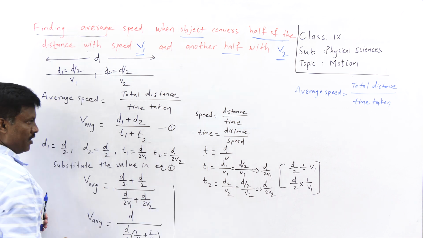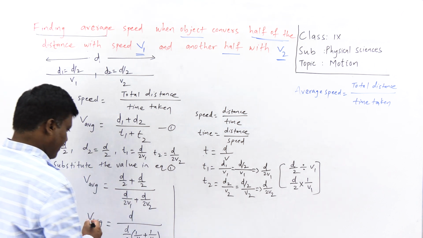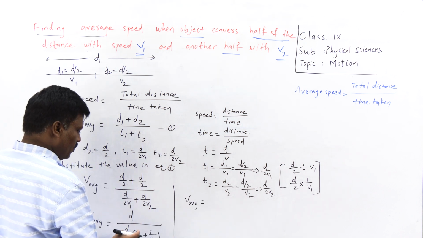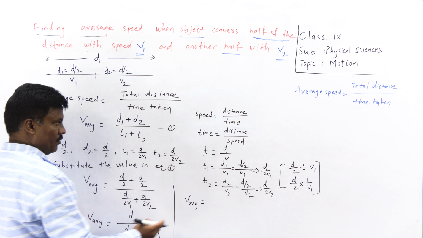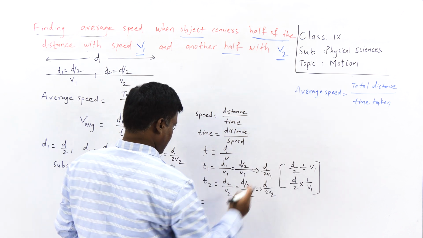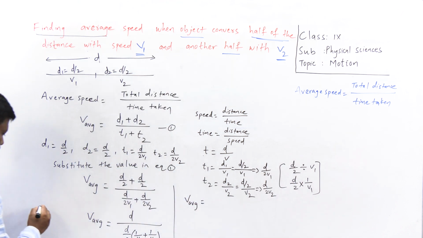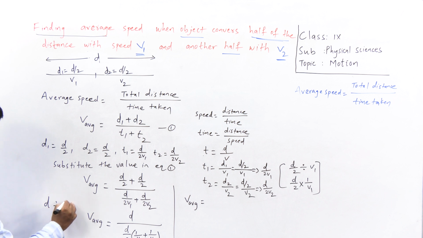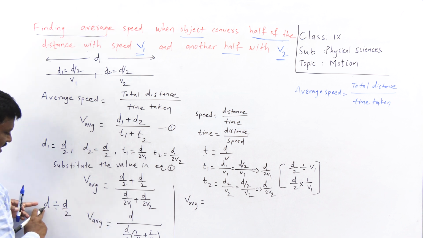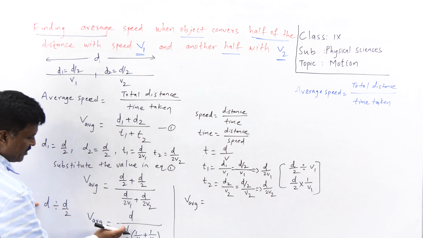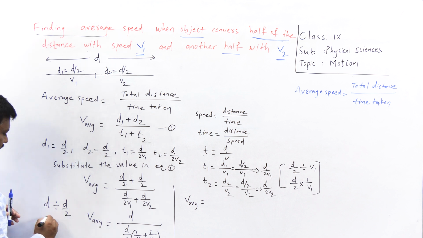Now, we have the average speed as d by 2. Previously we have done one rough work. In the same way, d divided by d by 2: this is d, this is divided by, and this value is d by 2. So d divided by d by 2 means, instead of division, what do we do? Multiplication, as we have discussed. Then this will become 2 by d. So d divided by d by 2 is equal to d into 2 by d. So we get 2d by d.